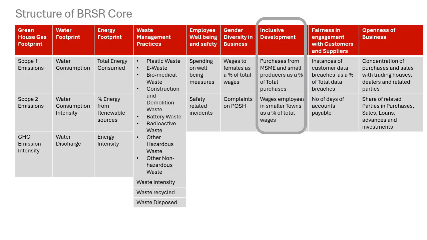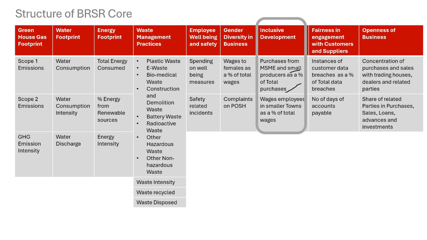Next, we come to inclusive development. How much is the entity contributing to the development of the neighborhood by providing business and employment to the local community? The data points here are purchases from MSMEs and small producers as a percentage of total purchases. MSMEs are micro enterprises having a turnover of less than 5 crore, small enterprises having a turnover of less than 50 crores, medium enterprises having a turnover of less than 250 crores. Small producers are entities which can be individuals or self-help groups or home-based workers.